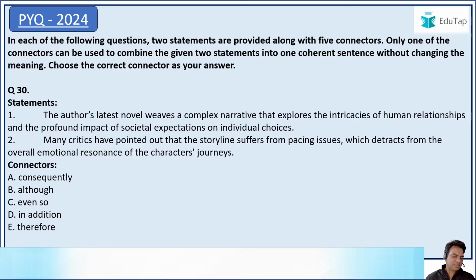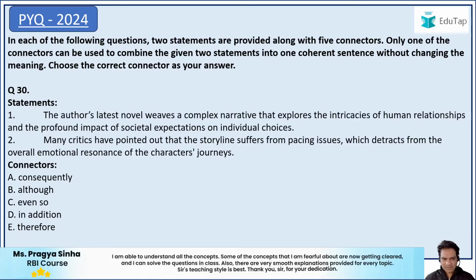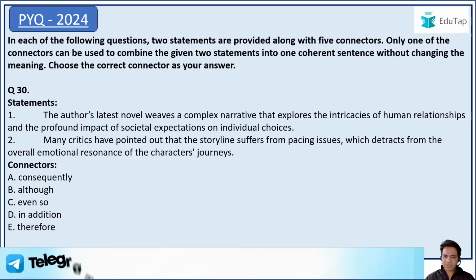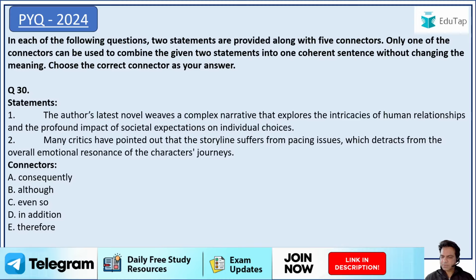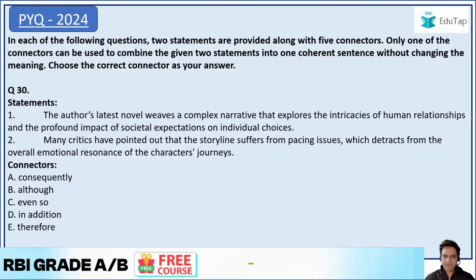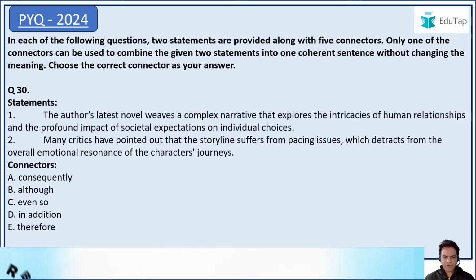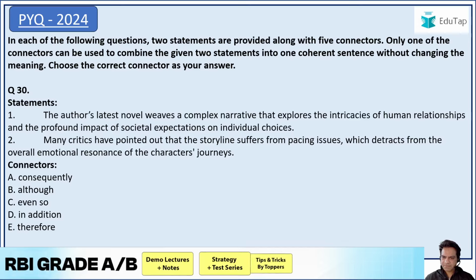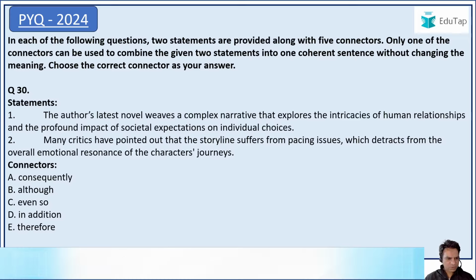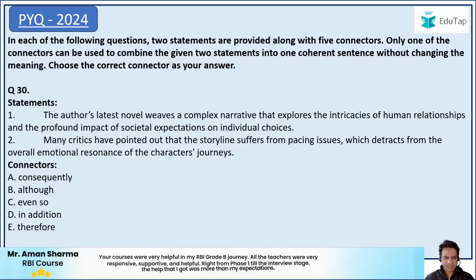And last question, guys. Again, same connector based question. The author's latest novel weaves a complex narrative that explores the intricacies of human relationships and the profound impact of societal expectations on individual choices. Many critics have pointed out that the storyline suffers from pacing issues, which detracts from the overall emotional resonance of the character's journey. So again, contradictory.